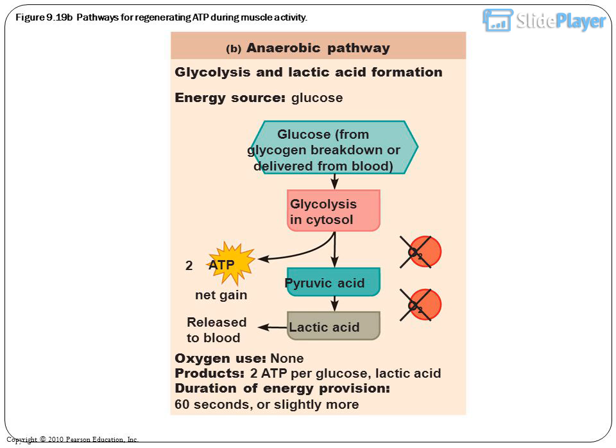Figure 9.19b: pathways for regenerating ATP during muscle activity. Energy source: glucose. Glycolysis and lactic acid formation. B. Anaerobic pathway. Oxygen use: none. Products: 2 ATP per glucose, lactic acid. Duration of energy provision: 60 seconds, or slightly more.